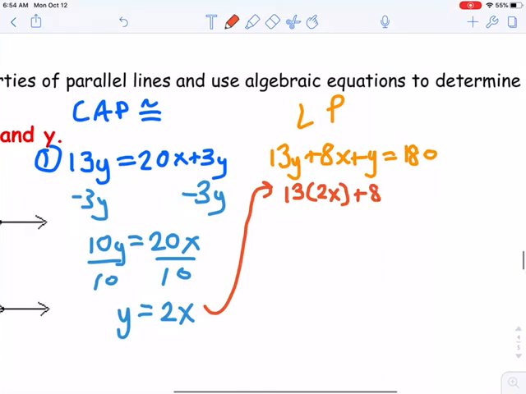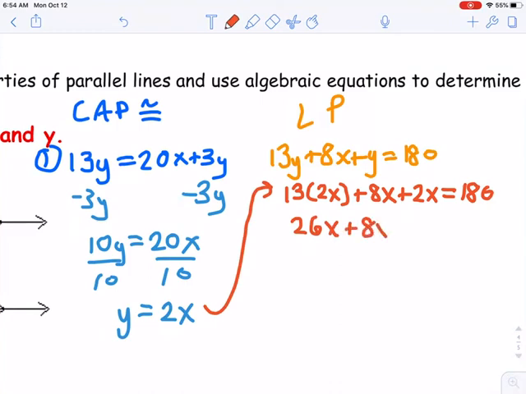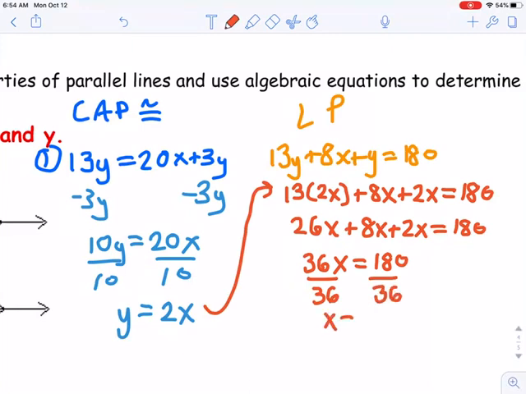All right, see how that all relates to other stuff we've learned? I'm going to get this equation right here. Ooh, this looks like a doozy. And then all I'm going to do is simplify: 13 times 2x is 26x, plus 8x plus 2x equals 180. Then I'm going to get 36x, because 26 plus 8 plus 2 is 36, equals 180. I'm going to divide both sides by 36, and I'm going to get x equals 5.